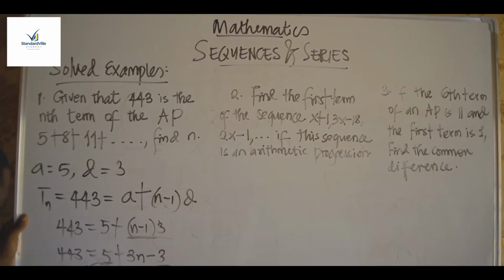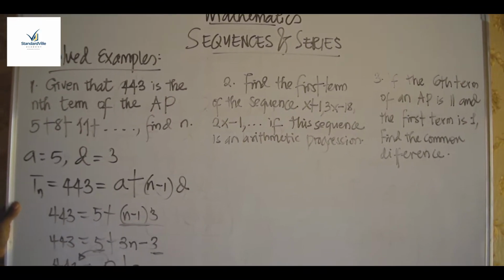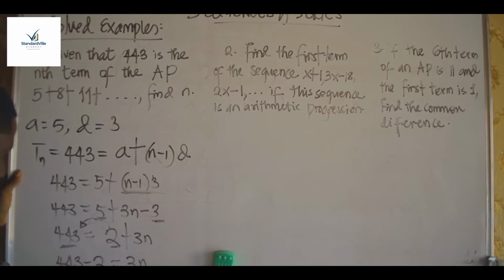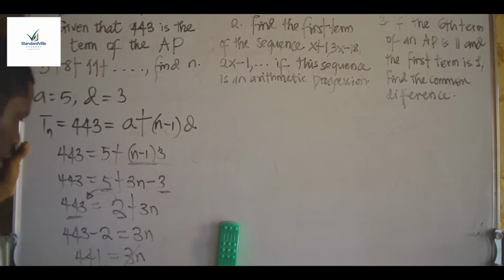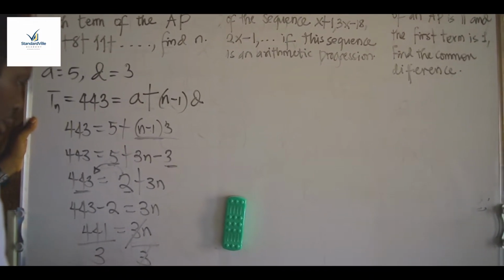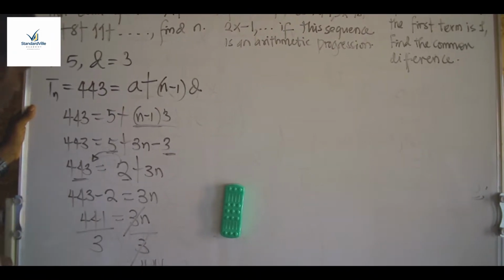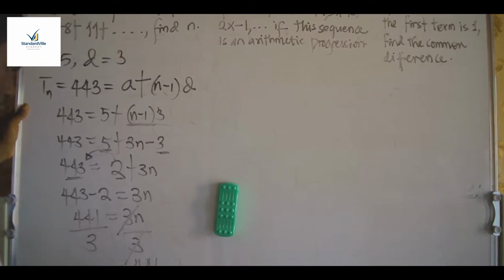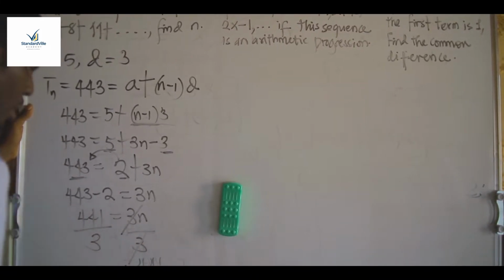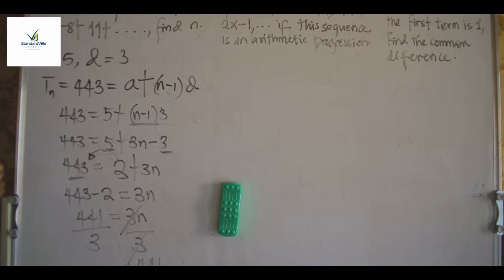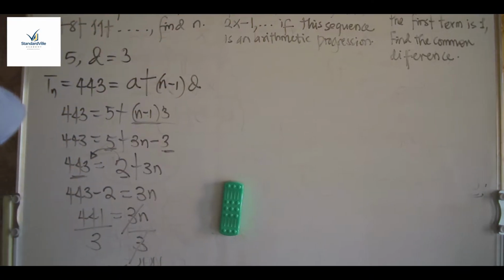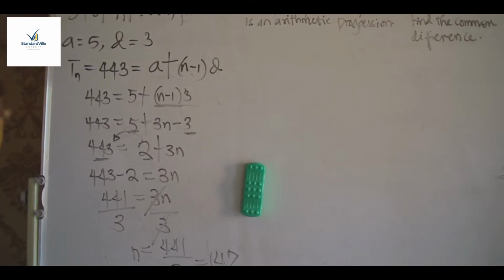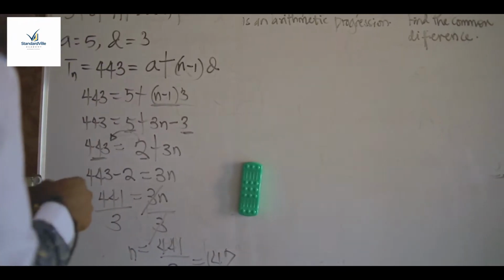Divide both sides by 3. So n is going to be 441 over 3, which is 3 into 4 is 1, remaining 1, 14. 3 into 14 is 4, remaining 2, that's 21. 3 into 21 is 7. 147, that's the answer. So Tn at 147 is going to give me 443. You may take the video back to look at it again and see how it was done.